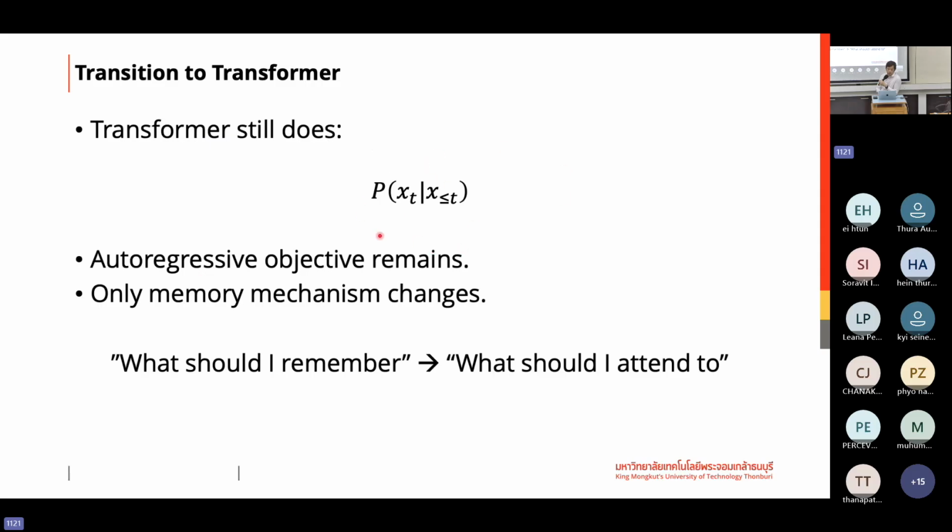It's still trying to represent P of XT given the previous tokens, still solving the same problem, but from a different perspective. Rather than solving things in a sequential way, it asks what it should attend to. So it's transforming from the current sequence to the next sequence, and that's why it's called transformer. What transformation should occur? Transform from one version to another version.